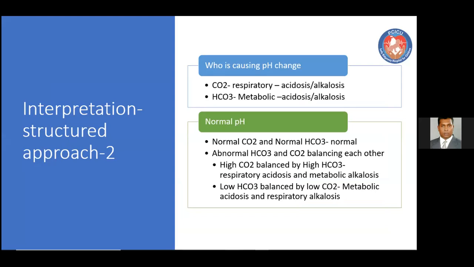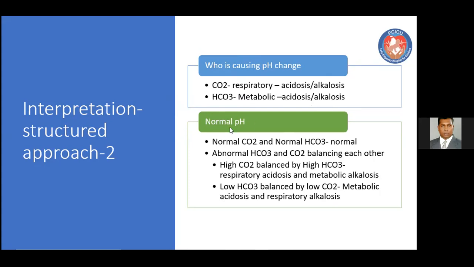It could be normal, it could be acidic, or it could be alkalemic. Then you looked at the carbon dioxide and the bicarbonate, and now you should be able to tell, if the pH is deranged, who is causing this derangement. Say for example, if there is acidosis, and when you look at the carbon dioxide, if the carbon dioxide is high, then you know that that is a respiratory acidosis. And if there is alkalosis, and when you look at the bicarbonate, if the bicarbonate is high, then you know that it's a metabolic alkalosis.